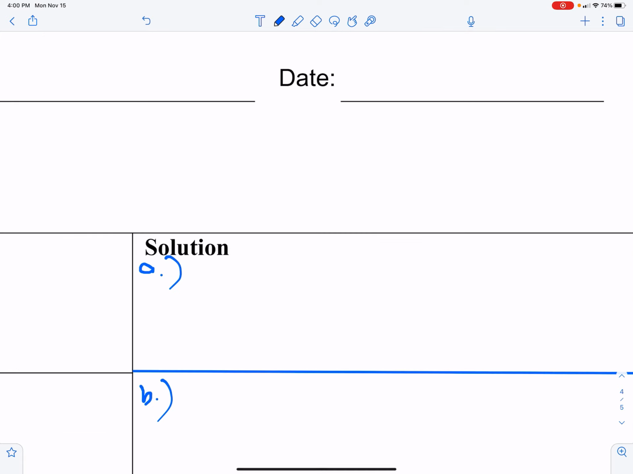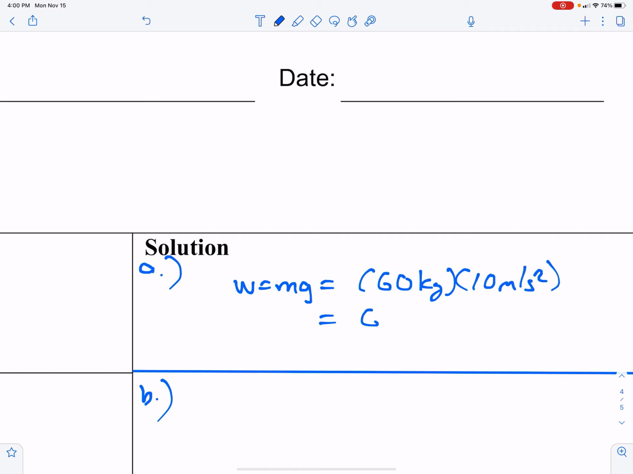Now for part A, pretty straightforward. We're looking for the weight. Weight is equal to mg. The mass was 60 kilograms. G is 10 meters per second squared, and we have a weight of 600 newtons.